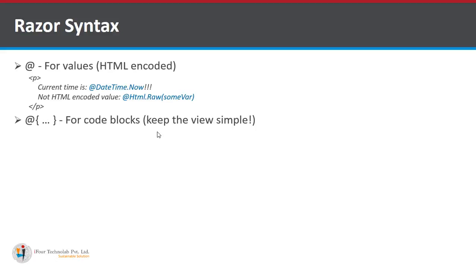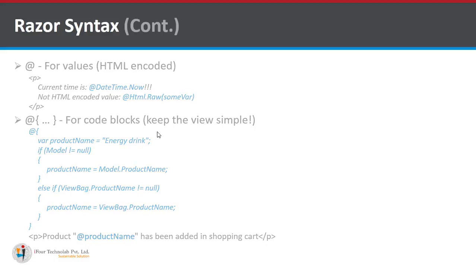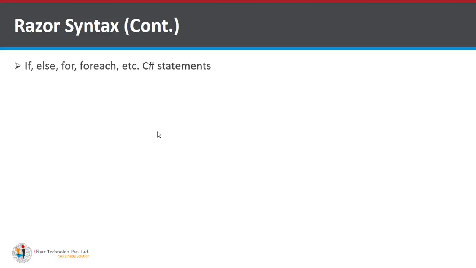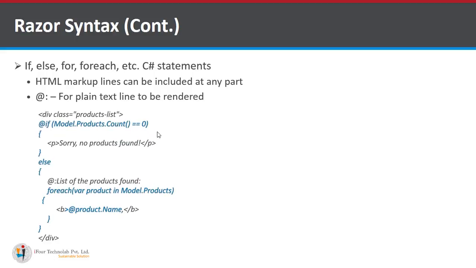@ for code blocks keeps the view simple. Here is another example. In your view, you can do @ braces open and close, and inside that put your logic. If, else, foreach, etc. C# statements can also be used in Razor syntax. HTML markup lines can be included at any part. @ for plain text line to be rendered.